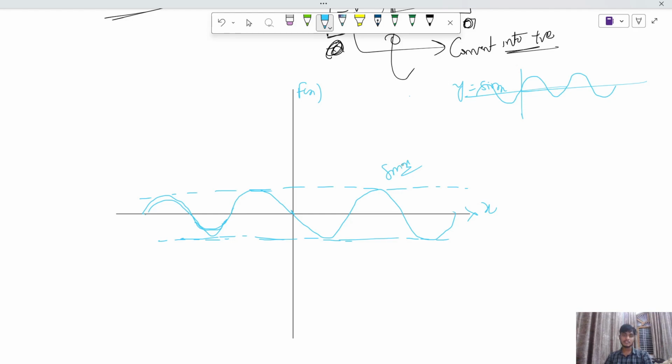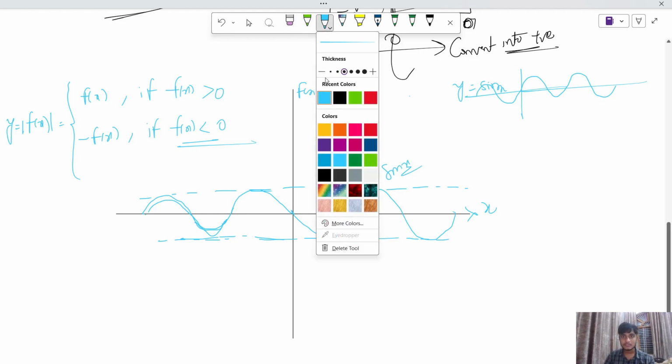Before discussing mod x, we are dealing with y equals mod f of x. I already told you how we define it: mod f of x equals f of x if f of x is greater than 0, and minus f of x if f of x is less than 0. That's much simpler. You can define modulus of f of x. Let's take this function.